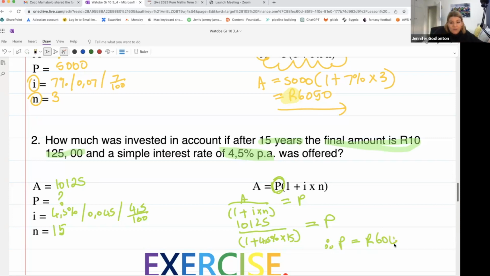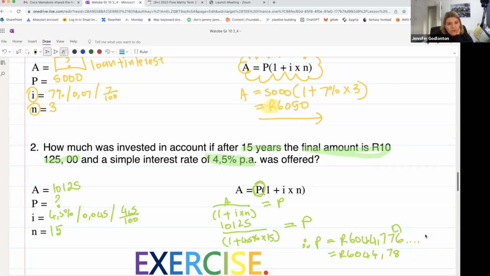Remember, with money, we always want to have 2 decimal places when we have decimals. So we've got 776 on and on. That 6 means that 7 is going to become an 8. So our final answer is going to be 6044,78. And we always want 2 decimal places with money. Beautiful. Does anyone have any questions about this one so far? Please feel free to take a screenshot.